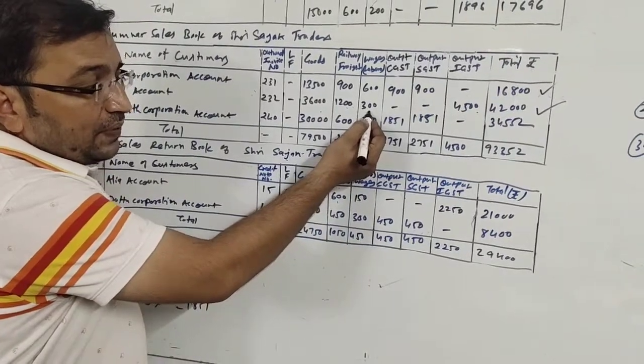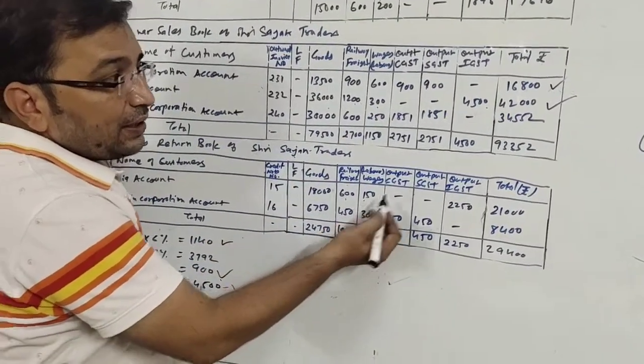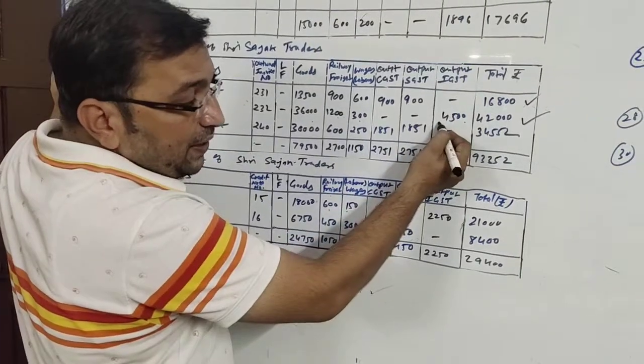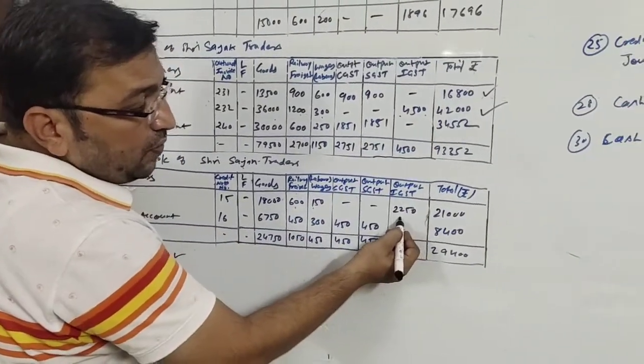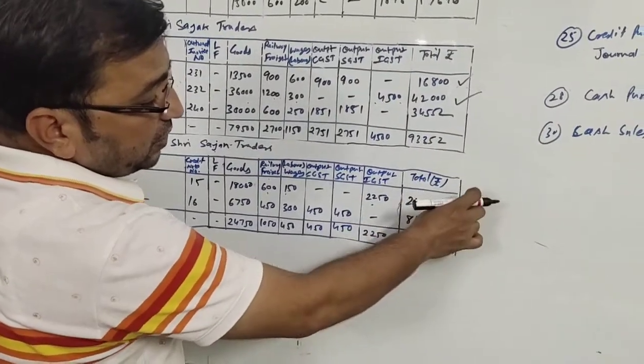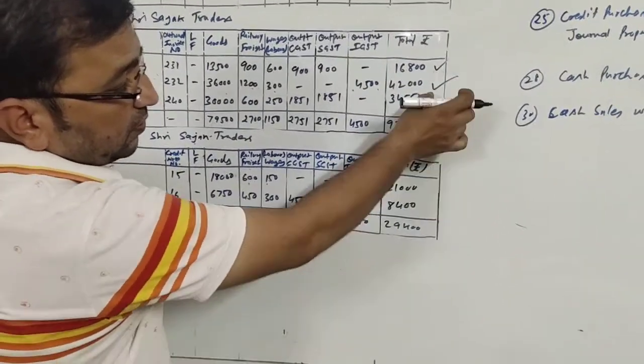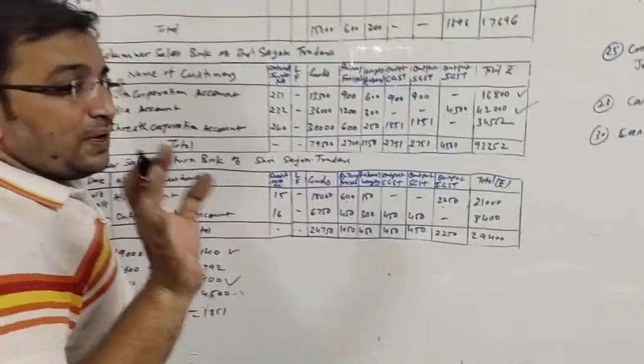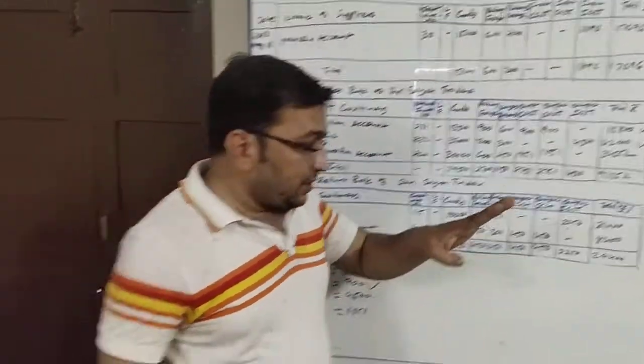Labor 300, 50% of that 150. IGST 4,500, 50% of that 2250, and total of 421,000. Obviously, it is going to be 50% of total amount, right? So this is how we will record sales return.